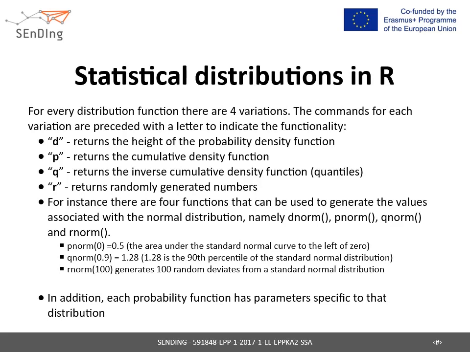As we will soon see, there are 4 functions that can be used to generate the values associated with the normal distribution, namely dnorm, pnorm, qnorm, and rnorm. But let's move on to the next lesson and see how R supports the normal distribution.